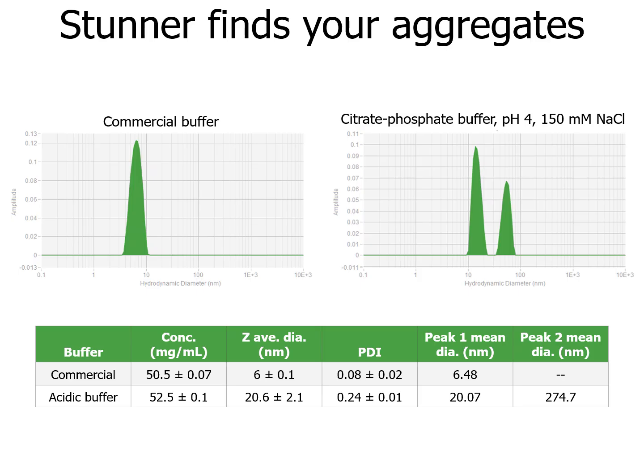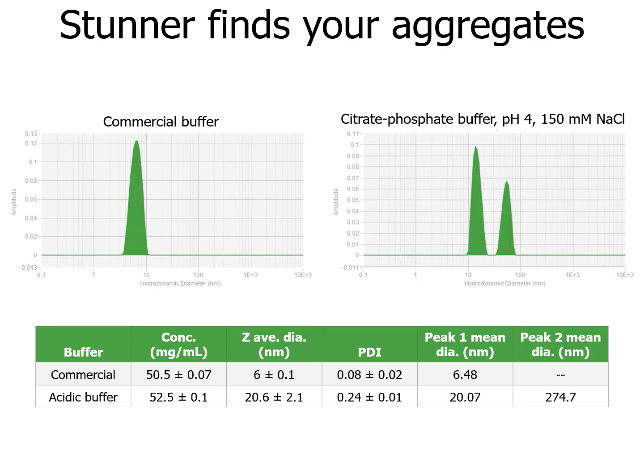Here we're showing a formulation screen of a monoclonal antibody at about the same concentration, 50 milligram per mil, in two formulation buffers, a commercial one and an acidic citrate phosphate buffer. You can see right away from the DLS intensity distributions that the protein is monodispersed in the commercial buffer shown on the left and in the top row of the table, but aggregates once it's been buffer exchanged into the acidic citrate phosphate buffer. We can do a little bit of quantification of that as well.